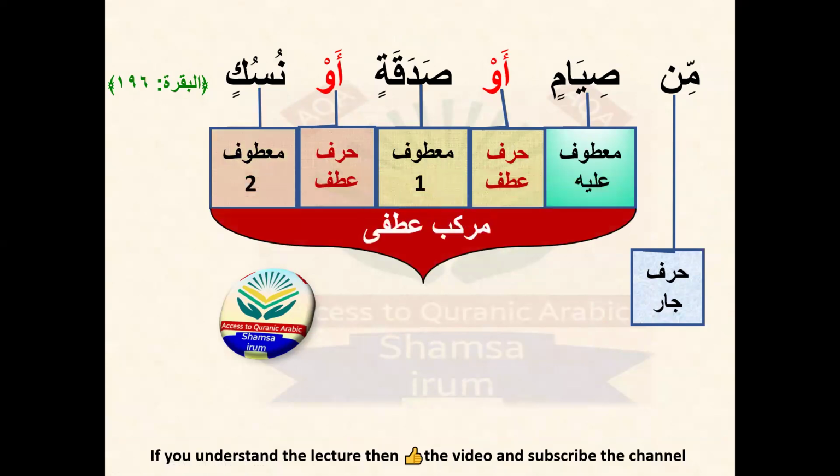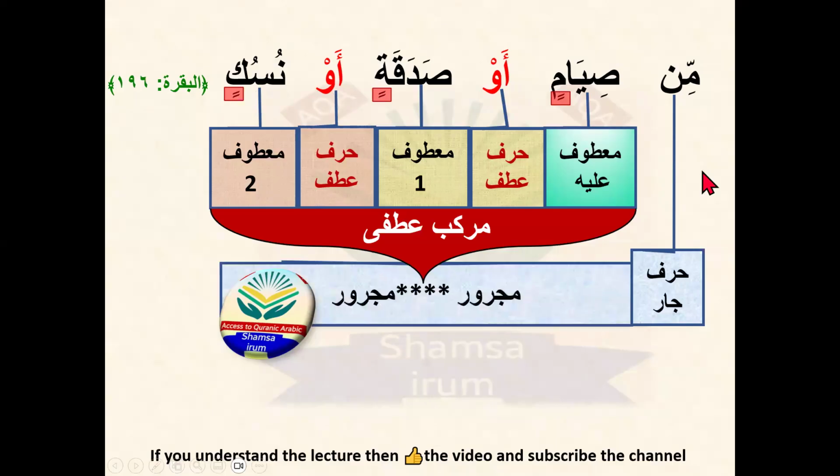If I ask you the i'rab here, what is the i'rab for the Murakab Atfi? You can clearly see the kasra here. So it means the whole Murakab Atfi is majroor because of the harfu jar min. Siyamin is majroor because of the harfu jar min, and sadaqatin is majroor because it is ataf on siyamin.